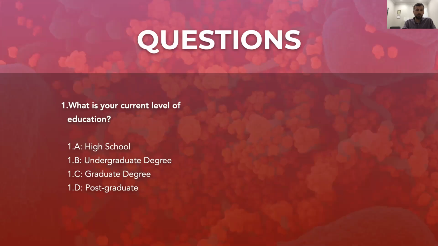So number one, what is your current level of education? 1A, high school. 1B, undergraduate degree. 1C, graduate degree. 1D, postgraduate degree.